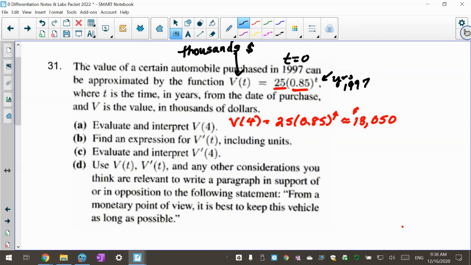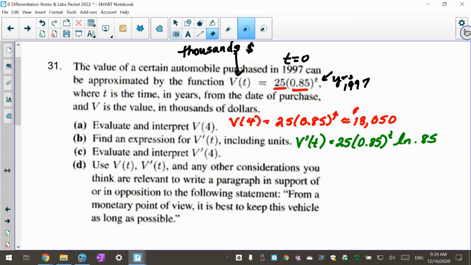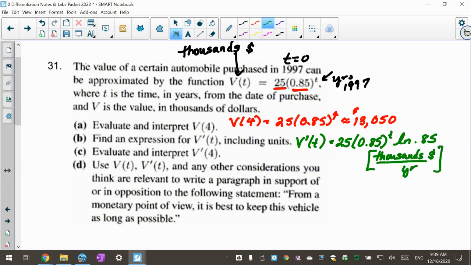Now for B, it says find the expression for V prime of T, including units. All right. So I know V prime of T, since it's exponential, is going to be: rewrite the function, then natural log the base. So there is my derivative function. What are the units when I do this one? Well, and this is important, it's going to be in thousands of dollars per year. Okay, so that's my unit.